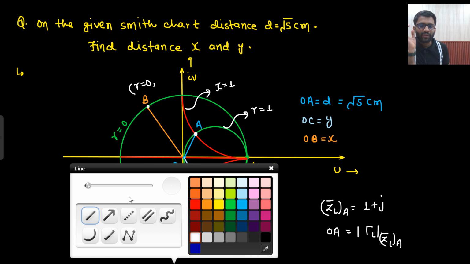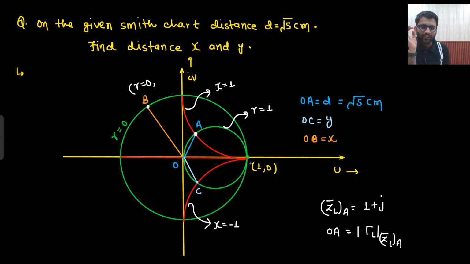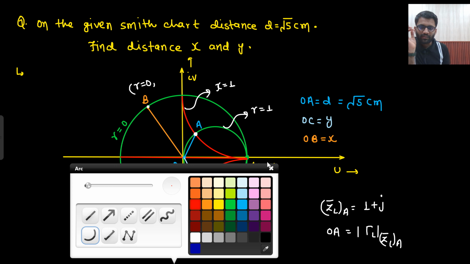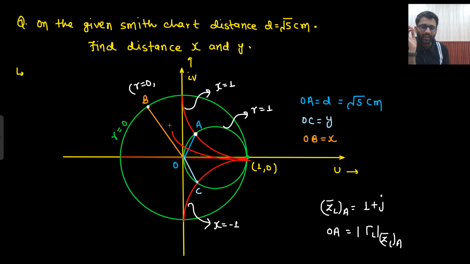Basically, this is your x equals 1 circle. Really sorry, so this could be your x equals 0.5 circle. It could be anything, right? X equals 0.5 circle or x equals 0.3 circle, it could be anything, because if the x value decreases, then the circle increases. So it is having some value x1.